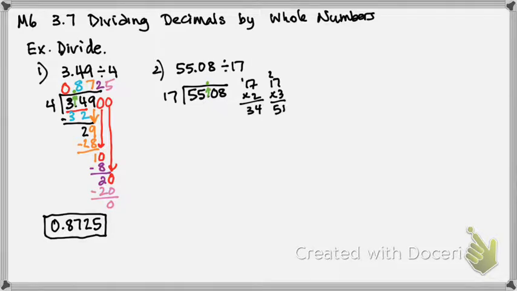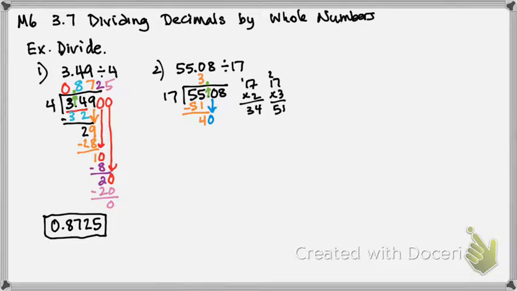So above the second 5, the 5 of 50, the last 5 of 55, I'm going to put my guess. So I'm going to put the 3 up there, and that's going to be 51. And then I subtract, and I get a difference of 4. So then I go ahead and I bring down the next digit, and I bring down a 0. Now, how many times does 17 go into 40?